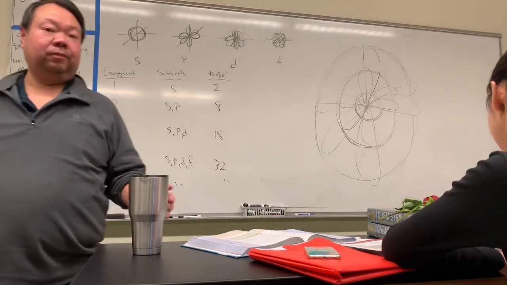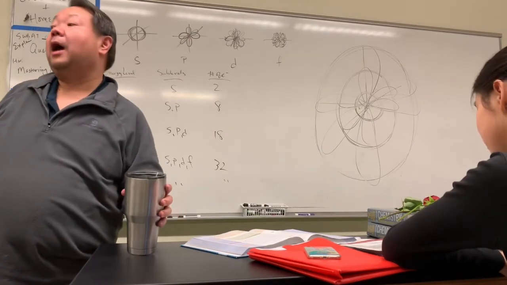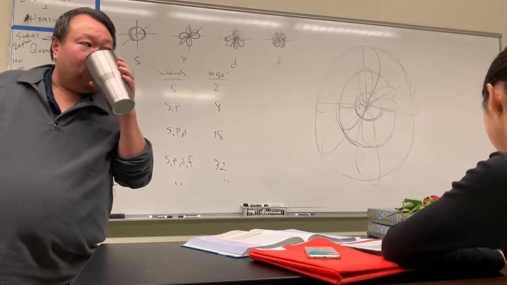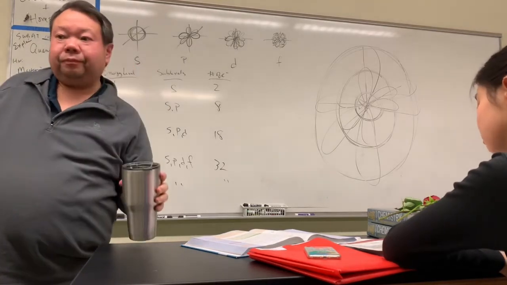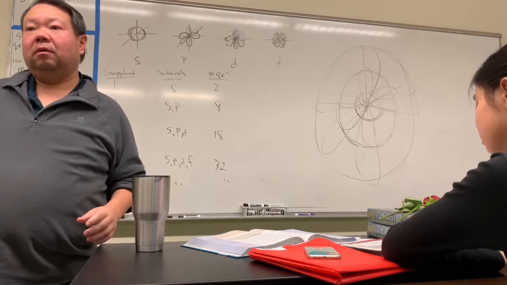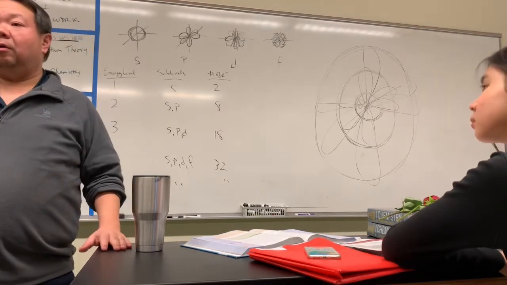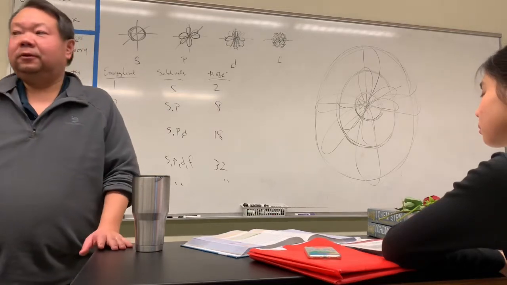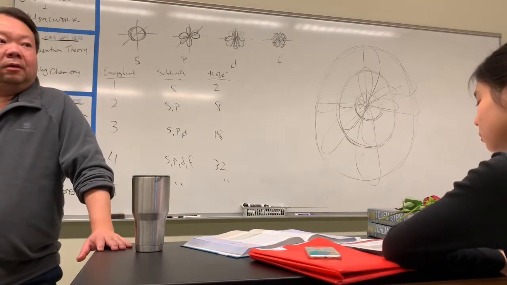What's the first element? Hydrogen. How many electrons does it have? 1. How do you know? There's one proton. The atomic number. So I won't take that answer. Atomic number does not talk about electrons.